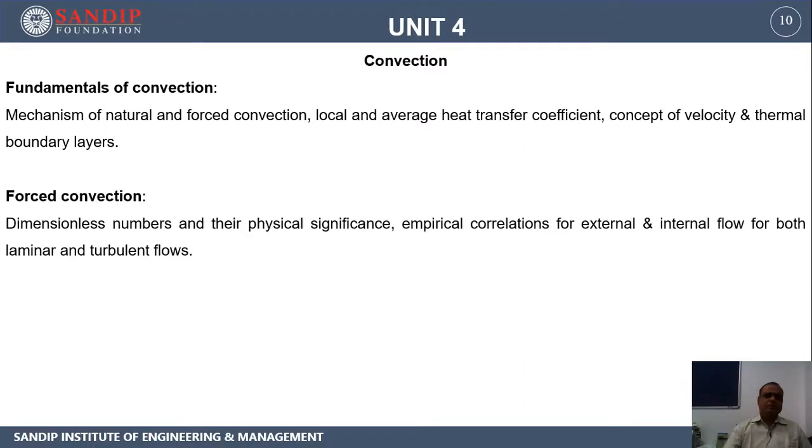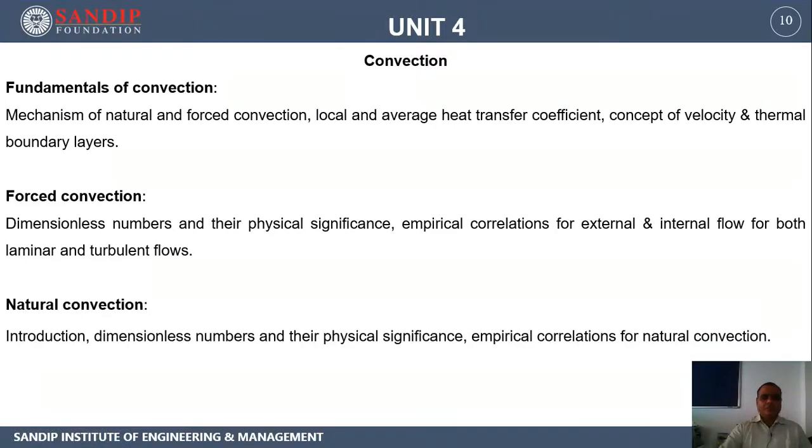Then we are going to talk about the first type of convection, called forced convection, with the help of, as I told you already, dimensionless numbers, their physical significance, and the empirical correlations which are required for finding the heat transfer coefficient in forced convection for different conditions like external forced convection and internal forced convection, for both laminar as well as turbulent flows.